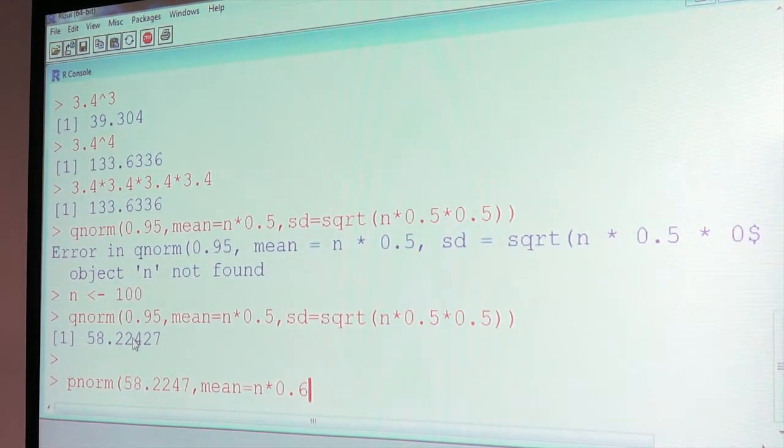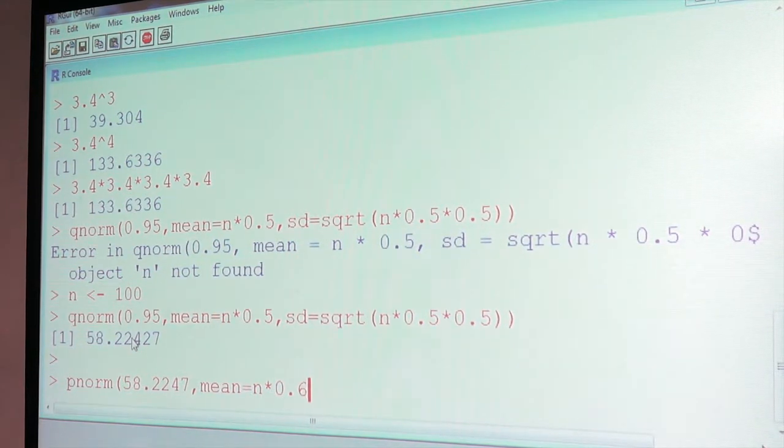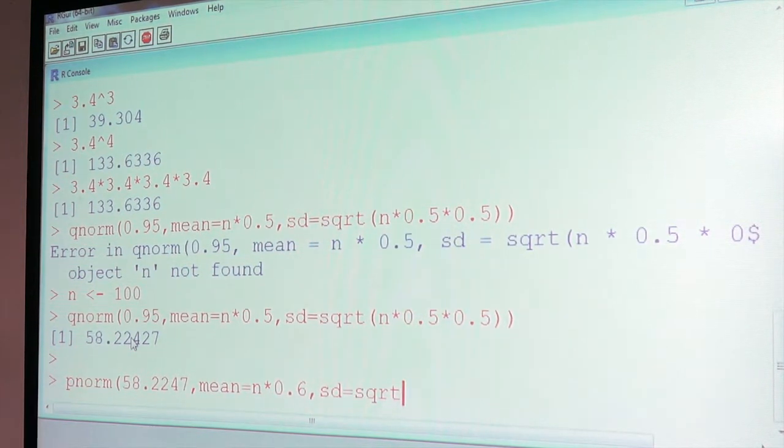Why 0.6? Because it's the alternative hypothesis.